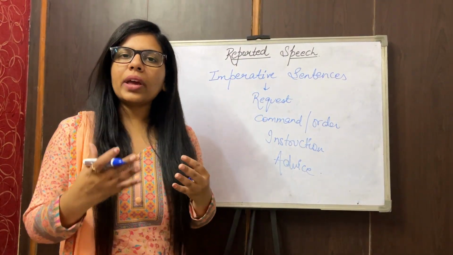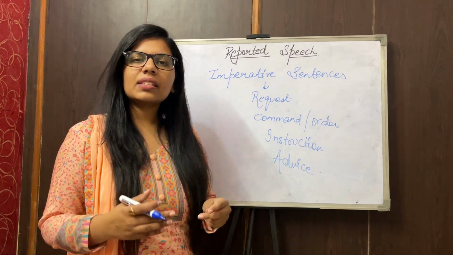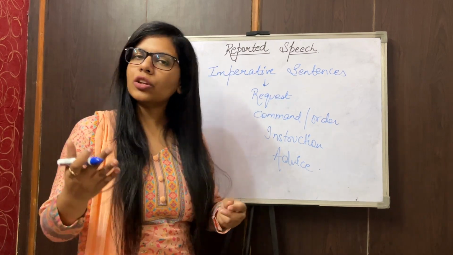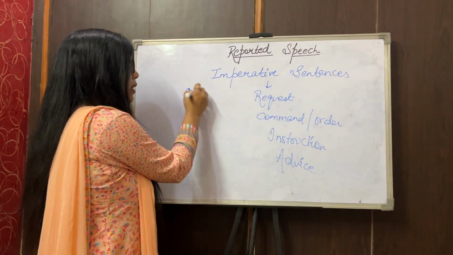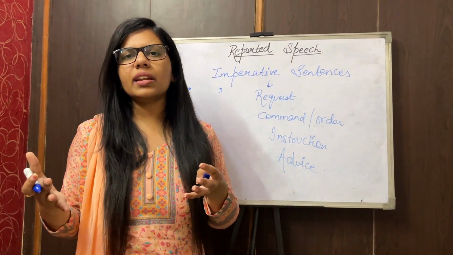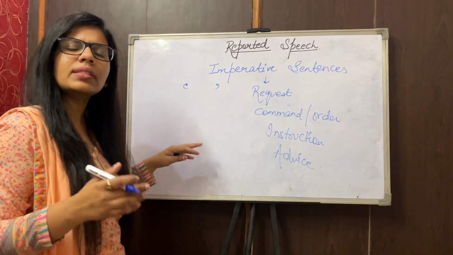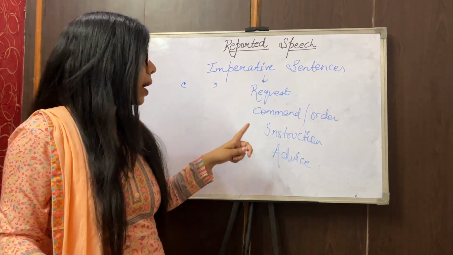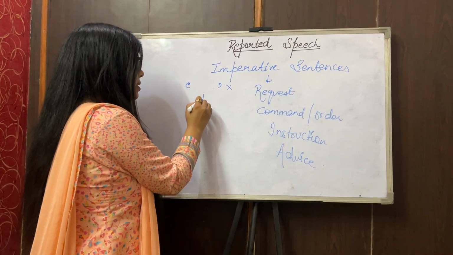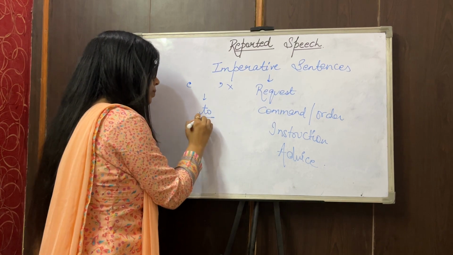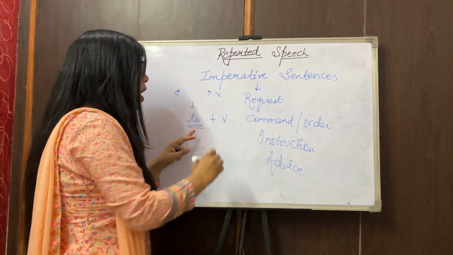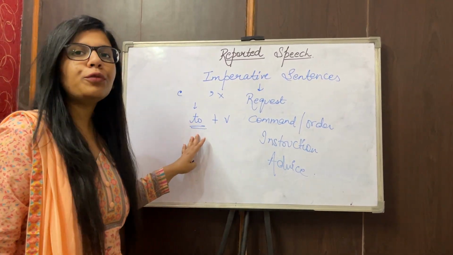Now what is different in imperative sentences is that when we change imperative sentences from direct to indirect speech, obviously we will encounter the inverted commas. Now when we talk about assertive or declarative sentences, we remove the inverted commas and replace them with that. But in the case of imperative sentences, we remove the inverted commas and we write to. What do we write? To. And after that we have the verb. Now this becomes your infinitive.